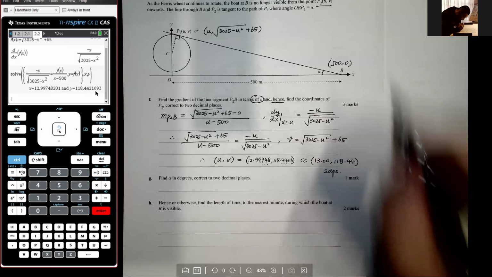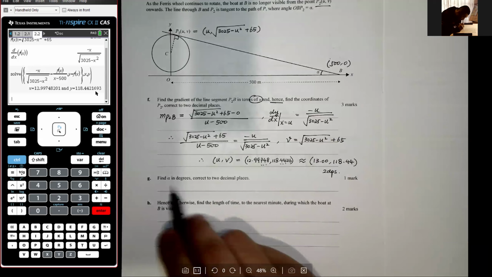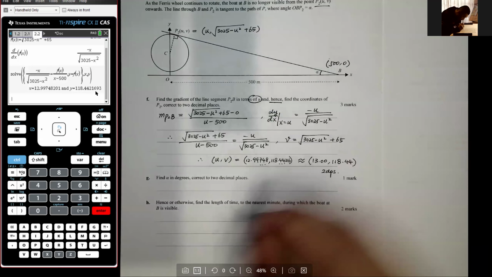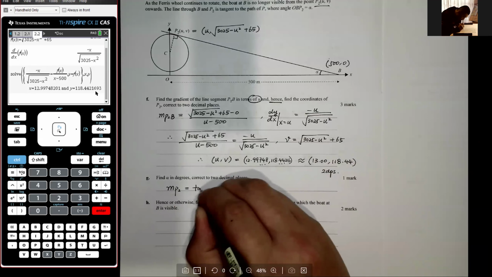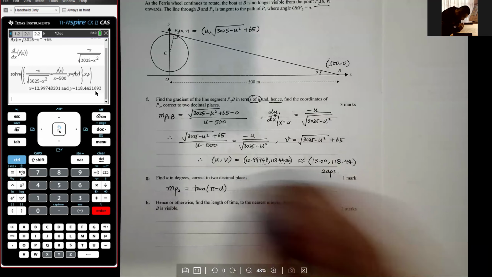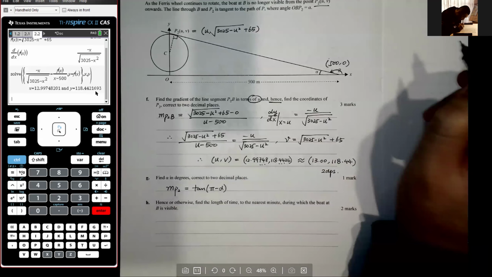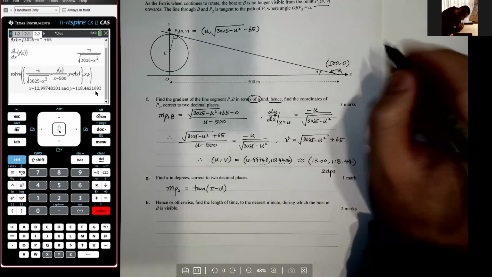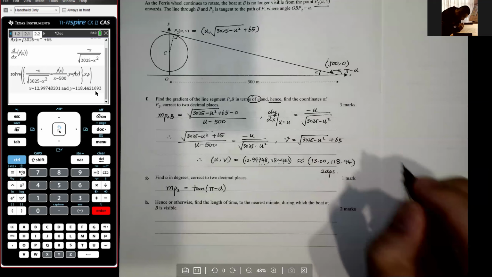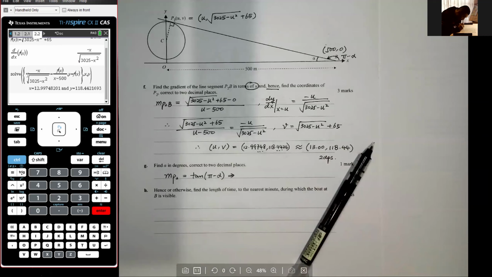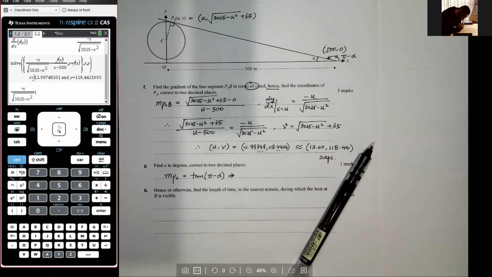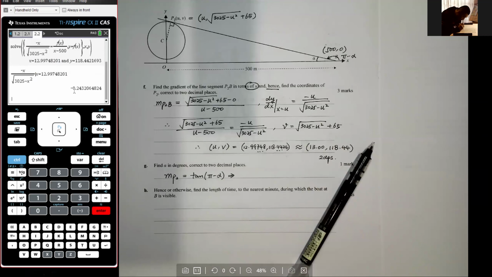The next thing you want to do is, well, find alpha in degrees corrected to 2 decimal places. So basically, you need to recognize the gradient of P2B equals tangent of pi minus alpha, okay? Because this is a line with a negative gradient, negative slope. So this angle is pi minus alpha. And then we can just get, for example, sub this value x into the gradient function, you get minus 0.243, and then we use the solve button.